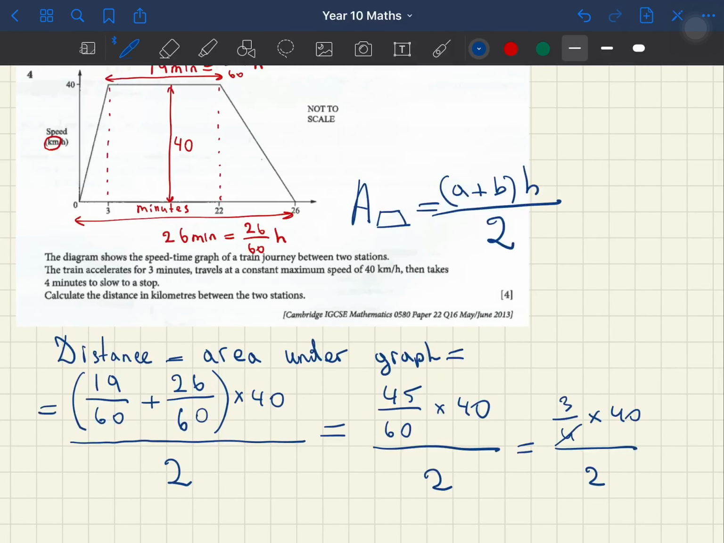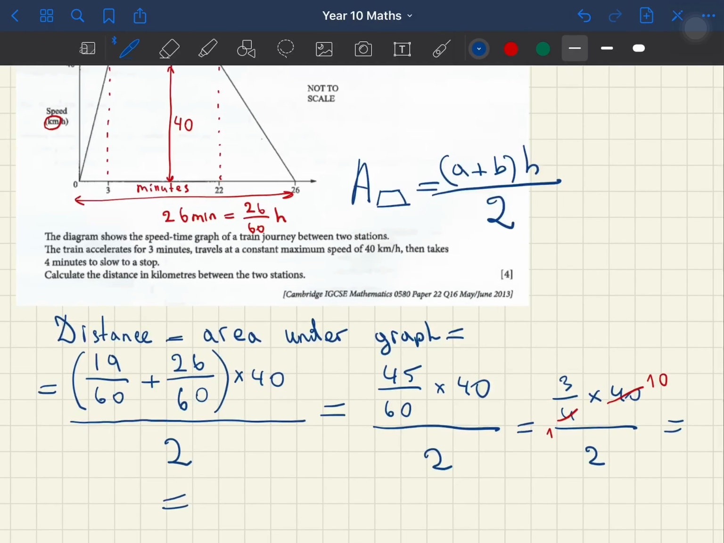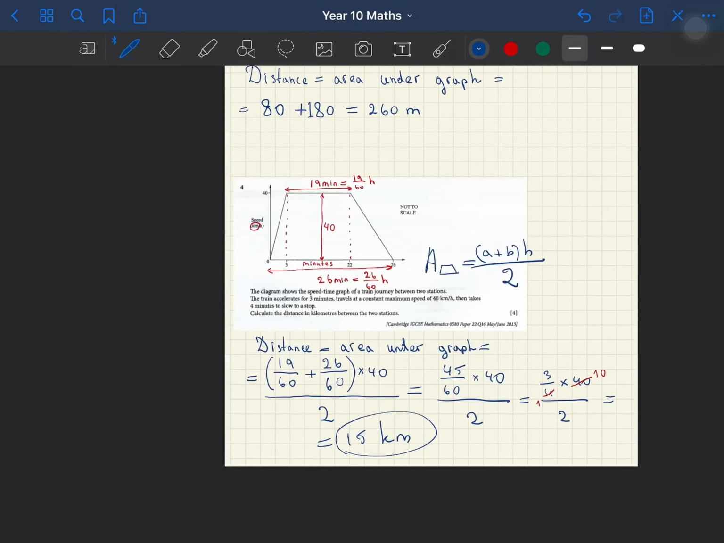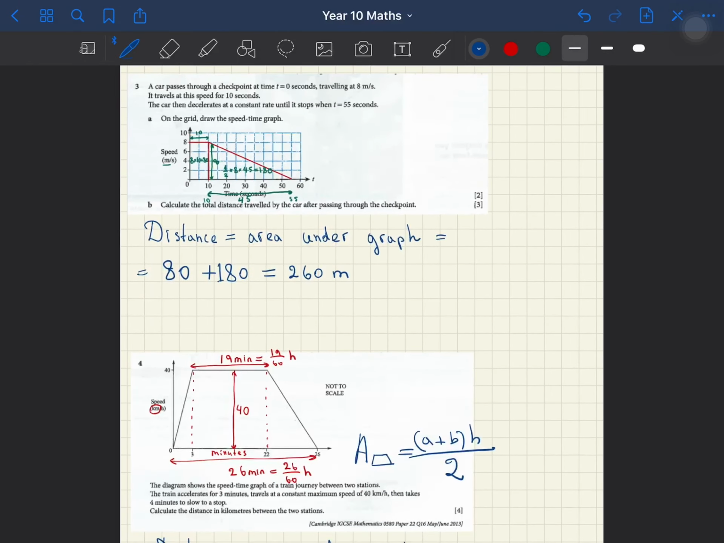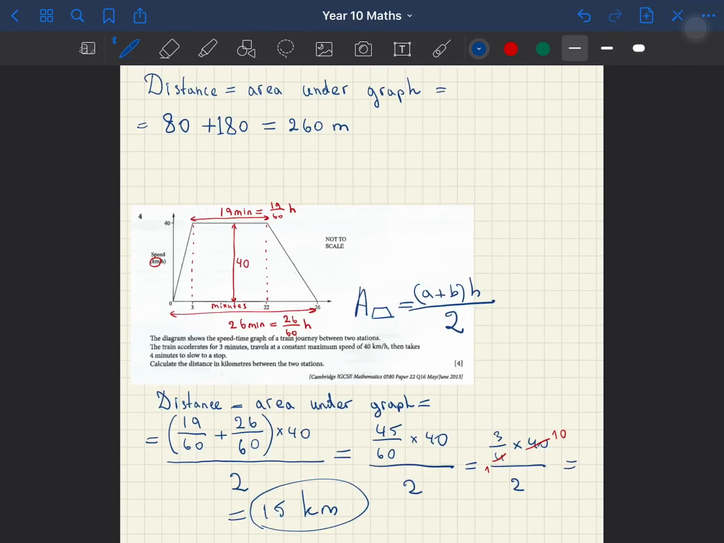We can cancel this, we can cut this, right? Cut, get 10 and 1. So it's like 3 times 10/2, which is equal to 15 kilometers. 15 kilometers is the answer to this question. Again, please look carefully at this question and at this one. Speed time graphs.